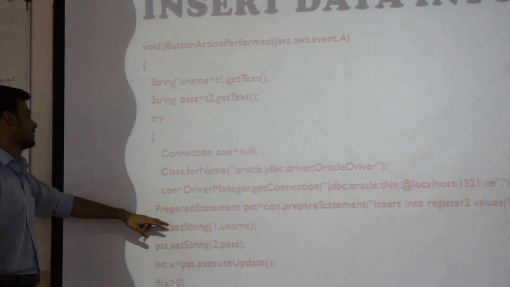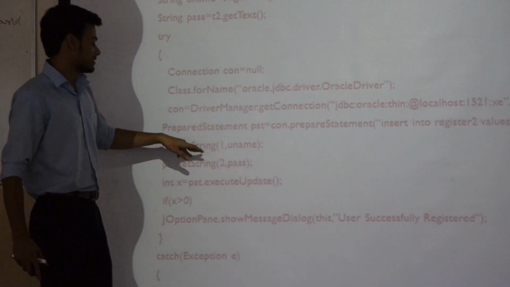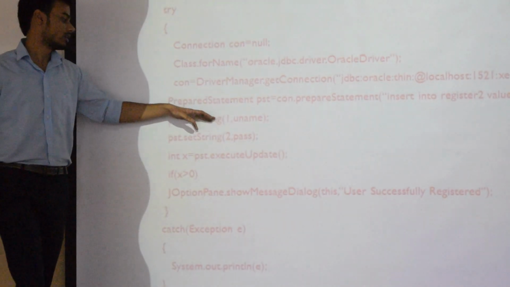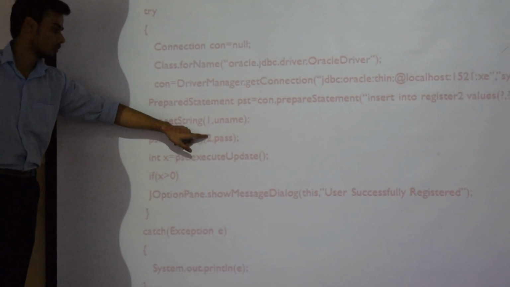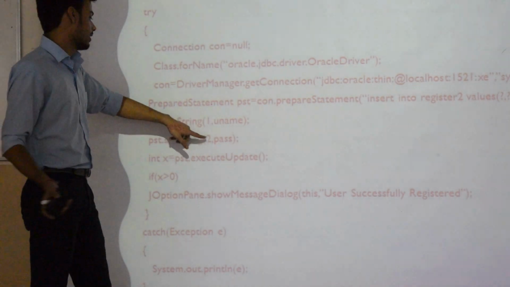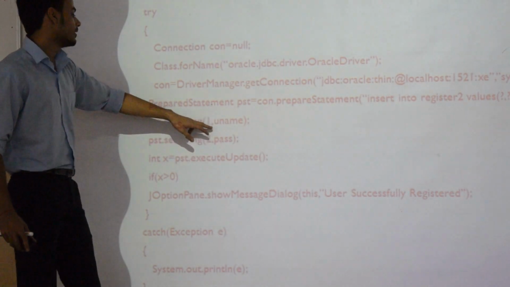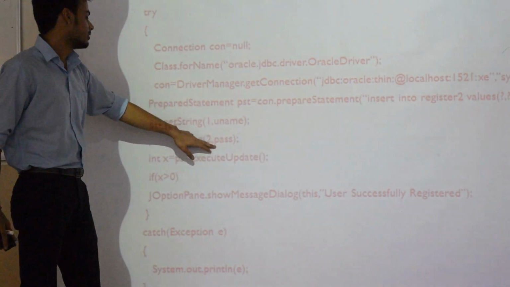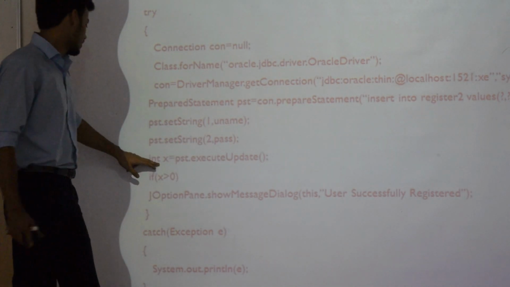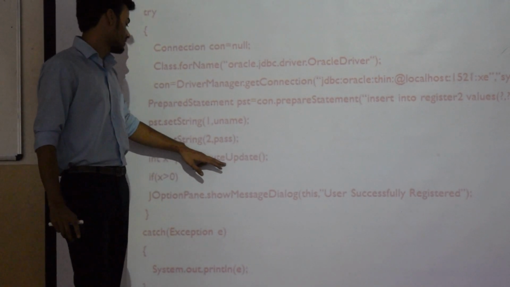Then pst.setString. Now setString includes the data into the database table. This is column number 1 and 2. The first column is username and the second is password. So it enters the username which we have taken from the user into the first column and then the password in the second column. Now int x equals pst.executeUpdate.